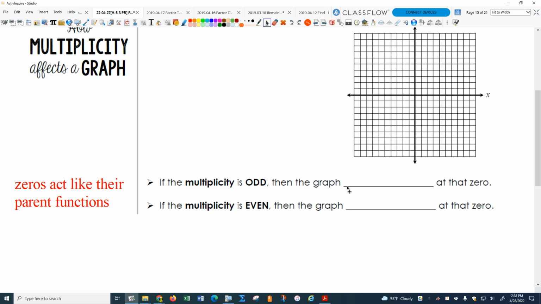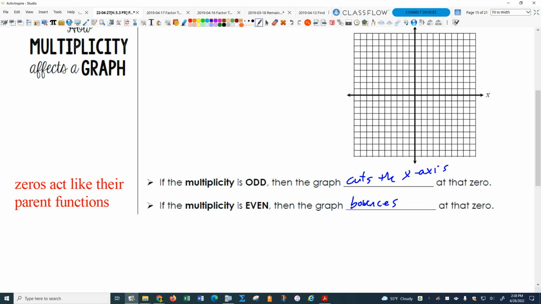If the multiplicity is odd, then the graph, a couple different ways you can say this, what I like to say is it's going to cut the x-axis. It cuts the x-axis at that 0 because all odd polynomial parent graphs cut through the x-axis. If the multiplicity is even, then the graph bounces at that 0. It's going to act like a turning point.